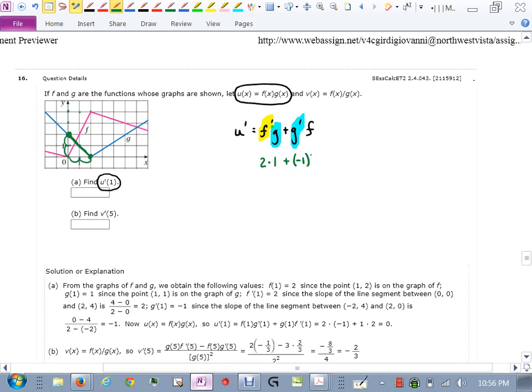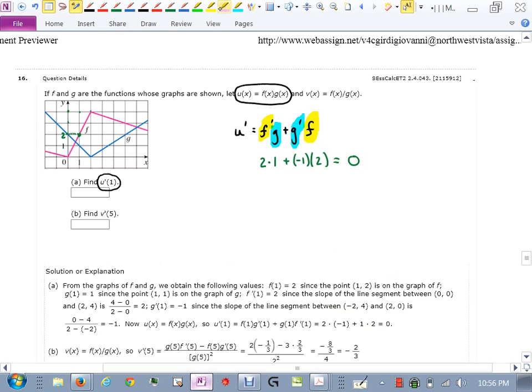Slope is negative 1. Now I need to know what the function f's value is at 1, not the derivative, but its value. So I go out to 1, go up to f. I find its value. The value of the function there, it looks like it's 2. So I plug in a 2 here. Crap, all that for nothing, right? And you can see that's what they get right there.